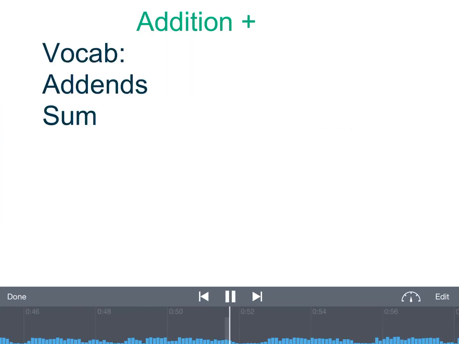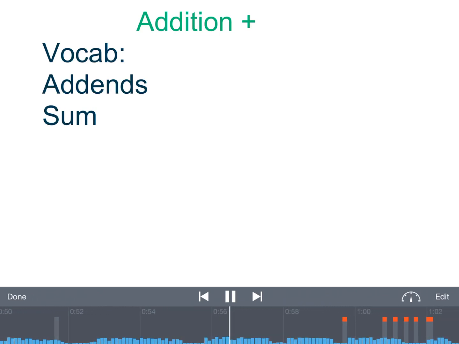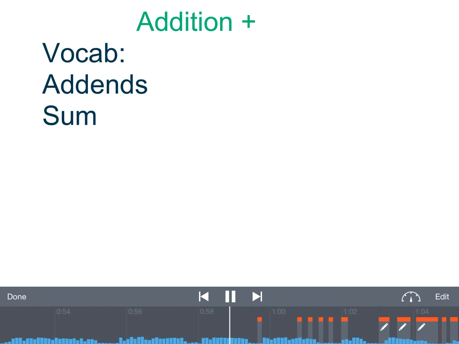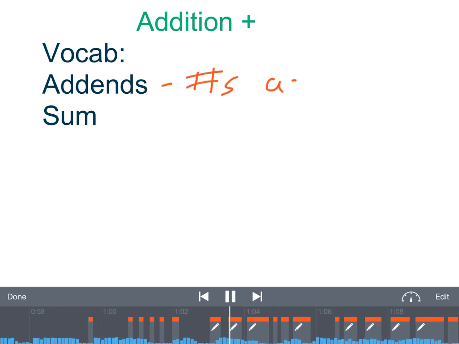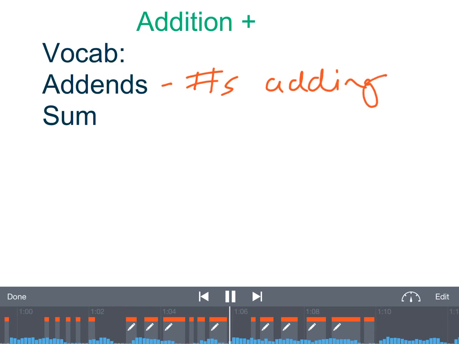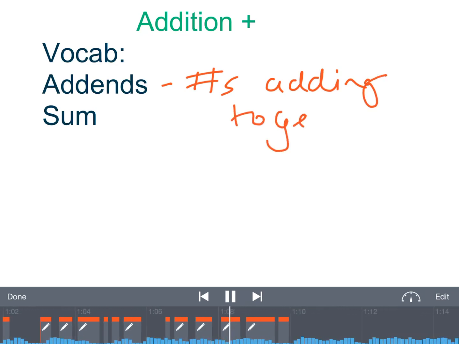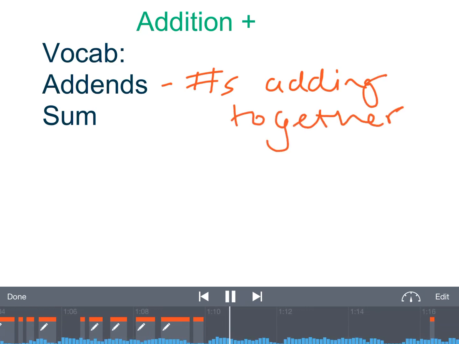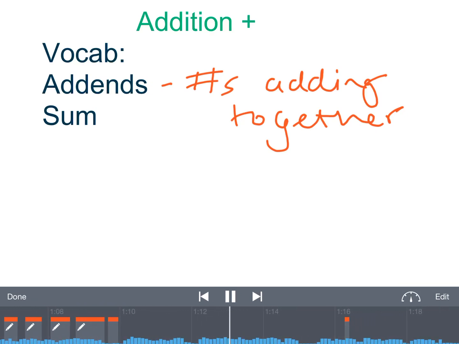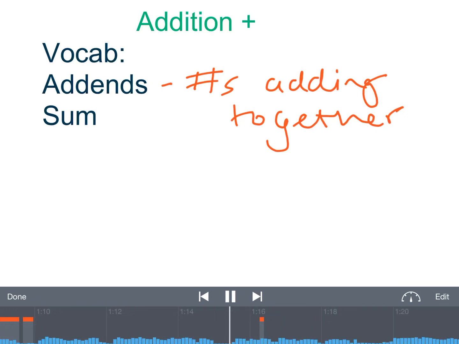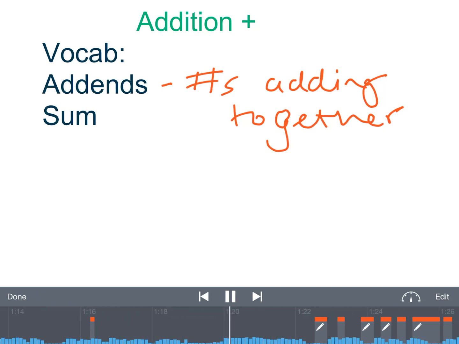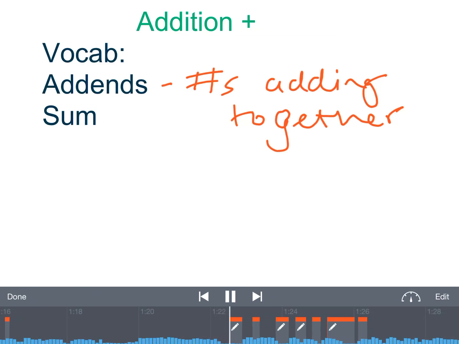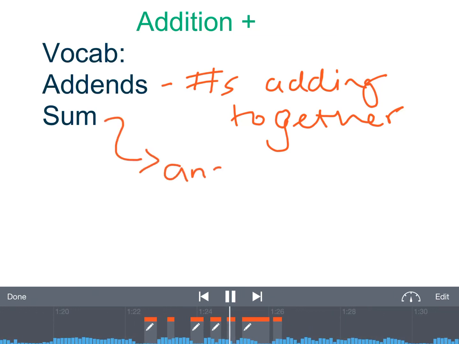Addition and subtraction. The first thing I want to go over is some vocab. Recall that in addition, the numbers that we're adding together are called addends. I have to apologize for my handwriting because I usually have an Apple pen, but it doesn't seem to be charging, so I'm just using my finger, and my handwriting might get a little sloppy. So the addends are the numbers that we're adding together, and the sum is our answer.